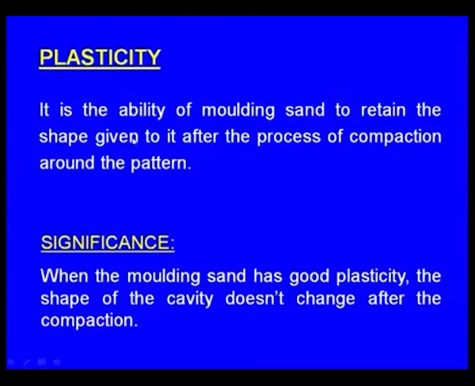Next one, let us see the plasticity. What is plasticity? It is the ability of the moulding sand to retain the shape given to it after the process of compaction around the pattern. Yes, we take a pattern, and around that pattern we place the moulding sand and we compact it tightly, then we withdraw the pattern. Now, if it is not a good moulding sand, after we withdraw the pattern, the shape may change. That being the case, we may not get the required geometry for the casting.